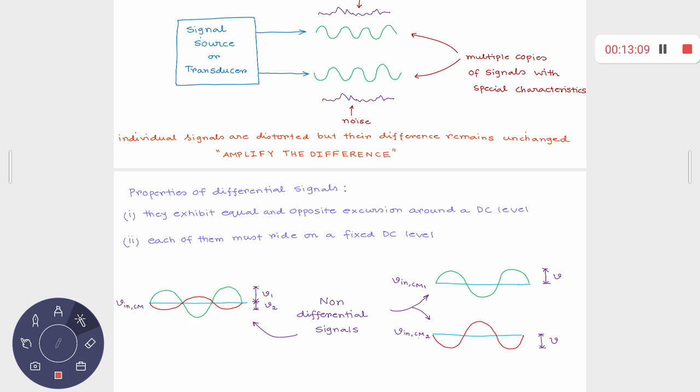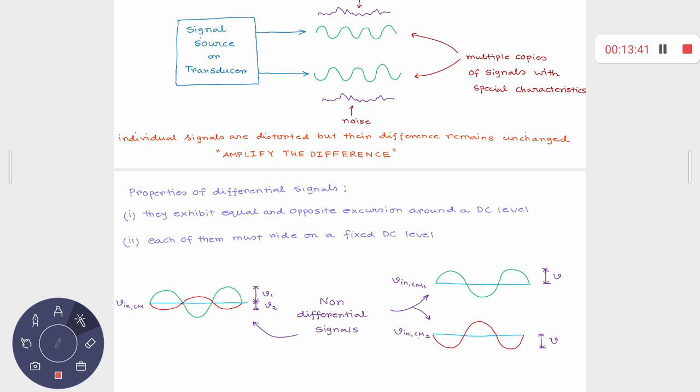They are riding on a fixed DC level, but they are not exhibiting equal and opposite excursion. It's an opposite excursion, but not equal excursion. This is a positive peak, this is a negative peak, but these two peaks are different. Here we have V1, here you have V2, and V1 and V2 are not the same, apparently. So they are riding on a fixed DC, they are exhibiting opposite excursion but not equal excursion. They are not a differential signal. So this pair of signals is a non-differential signal.